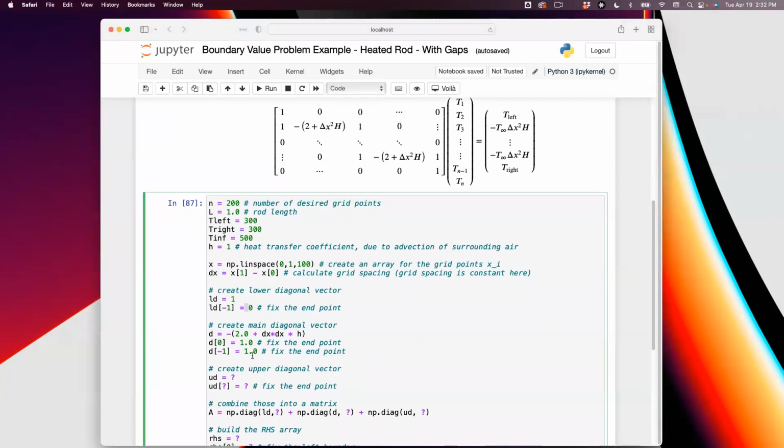So, lower diagonal, now main diagonal, and then you fix the first point and the last point. And then the upper diagonal. I had a mistake here in the lower diagonal. It should be np.ones of size n-1, correct? Thank you, Professor Saad, for correcting yourself. The upper diagonal, same thing: np.ones of size n-1, and the first entry in the upper diagonal, UD[0], is 0.0.